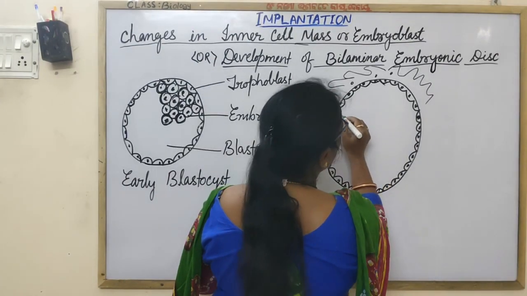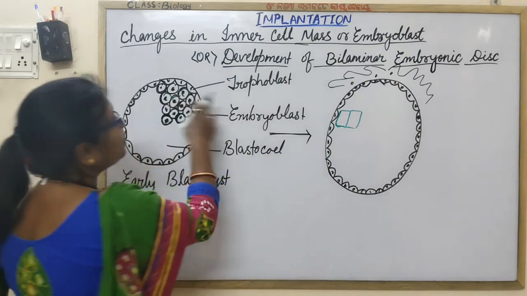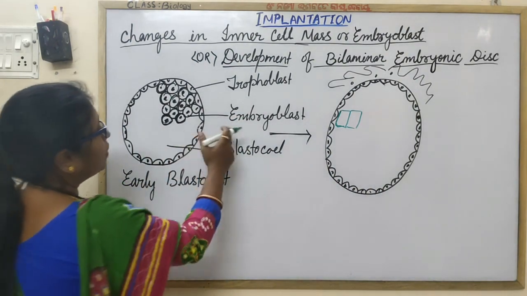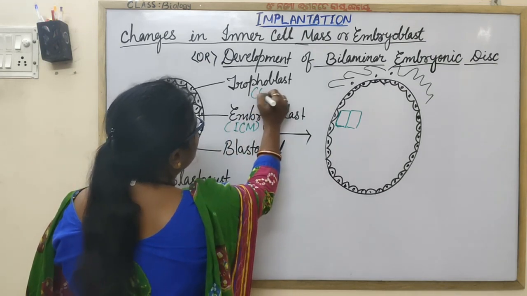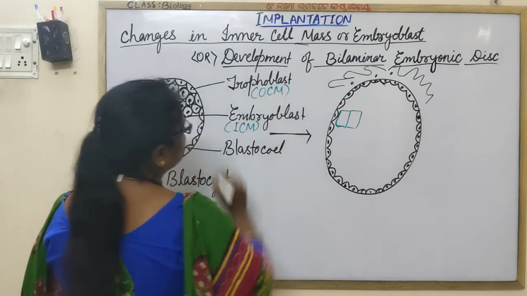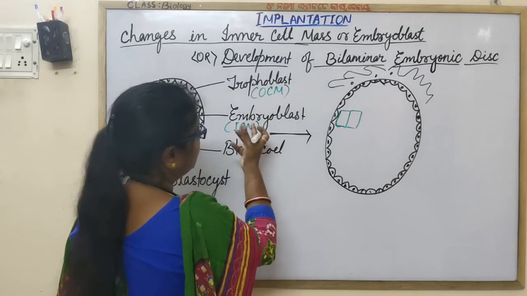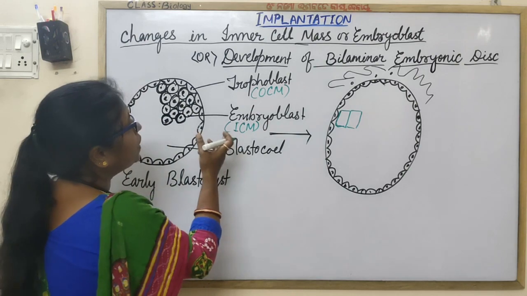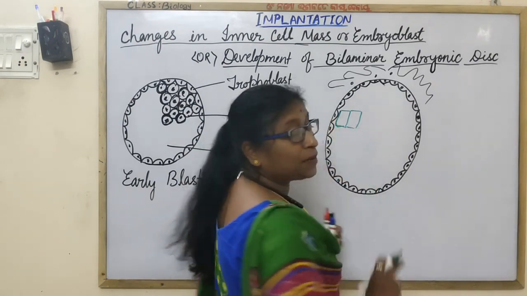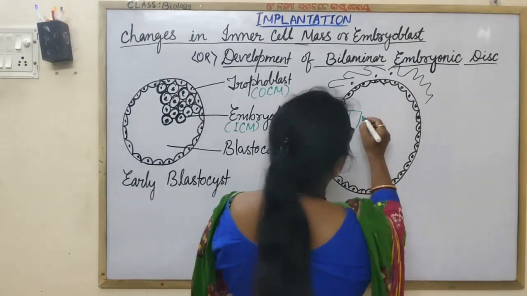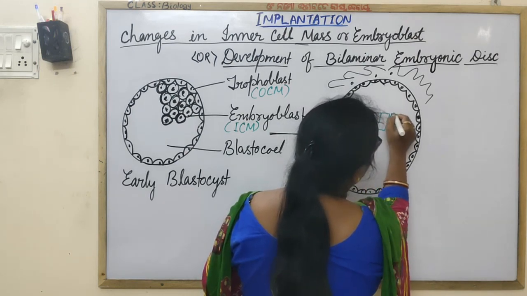It forms two layers. This is the inner cell mass, the cells of the embryoblast. The trophoblast is the outer cell mass. The outer cell mass of the morula forms the trophoblast. The inner cell mass of the morula becomes the inner cell mass or embryoblast or embryonic knob. The cells of the embryoblast differentiate and rearrange into two layers.